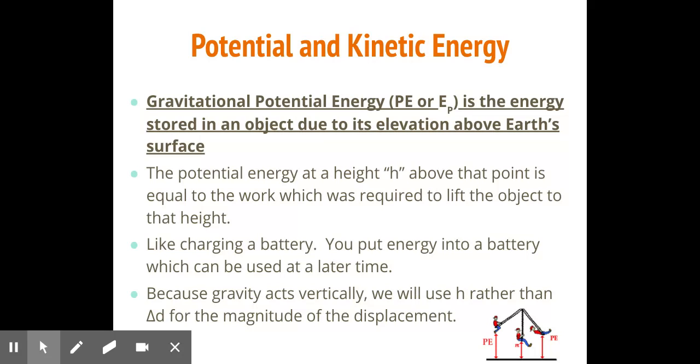So what is gravitational potential energy? For the most part, we denote this as PE or E sub P, or at least I do. You may run into other language where it's E sub G as well, but these are the two that I typically use, most of the time being PE. So what is gravitational potential energy? Well, it is the amount of energy stored in an object due to its elevation above Earth's surface.